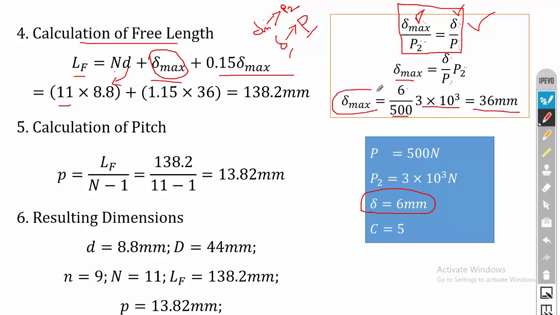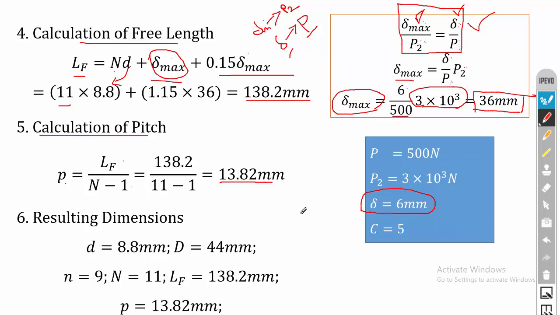So actually this del max means that if the spring is compressed with a load of 3 into 10 power 3 Newton, then the deflection will be 36 mm. So that is the meaning of del max. After calculating del max, you can substitute it here and calculate the free length. After calculating the free length, you can calculate the pitch, that is p is equal to LF divided by n minus 1. So the calculated pitch value is 13.82 mm.